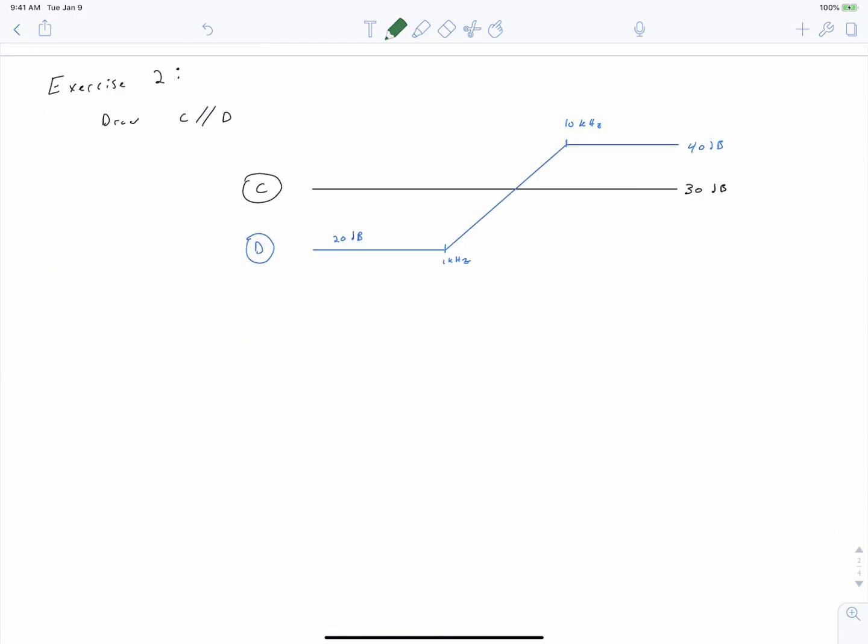Next, I've given you two transfer functions, function C and function D. And the decibel plot of function C is at a constant 30 decibels, while the decibel plot of function D starts off at 20 decibels. At 1 kilohertz, it starts increasing, and at 10 kilohertz, it stops increasing and remains fixed at 40 decibels as omega goes to infinity. I want you to draw the decibel plot of C in parallel with D. Press pause now and press play when you're ready to resume.